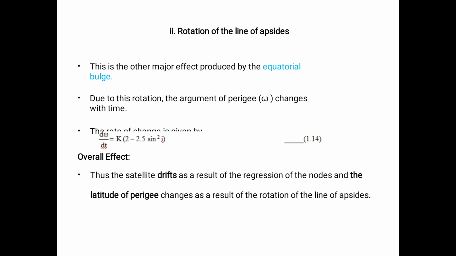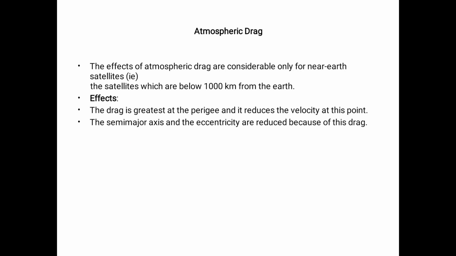There is another effect produced by the equatorial bulge. Due to rotation, the argument of perigee changes with time. So d omega by dt equals K into (2 minus 2.5 sin squared i). Overall effect: the satellite drifts as a result of regression of the nodes, and the argument of perigee changes as a result of rotation of the line of apsides.